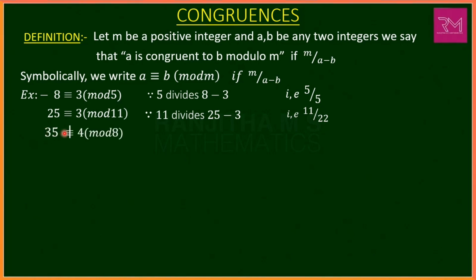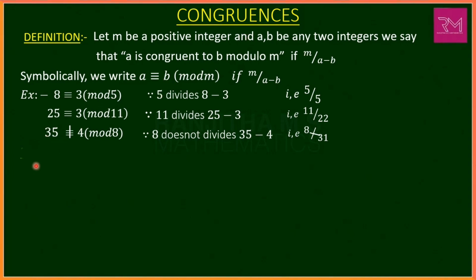Similarly, we can take this as 35 is not congruent to 4 mod 8. This is because 8 does not divide 35 minus 4. Here we have to check the condition that m divides a minus b. If this condition is satisfied, then a is congruent to b modulo m. Here, 35 minus 4 gives the value 31. We know that 8 does not divide 31. Therefore, we can conclude that 35 is not congruent to 4 mod 8. These are some of the examples of congruences.